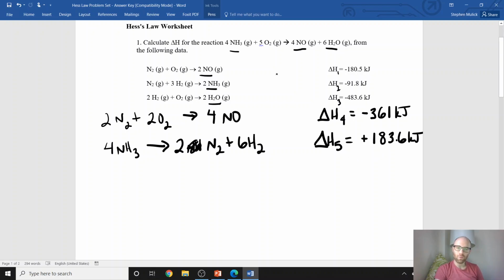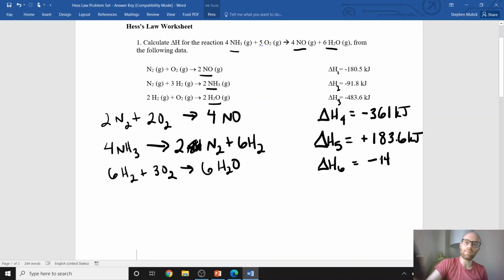And then for the waters, I see I have 2 waters in reaction 3 and I need 6 in the product. It's on the right side, but I need 6 waters. So I'm just going to triple the third reaction. And if I triple it, then I triple the number. I need a calculator because math is hard. 483.6 times 3, 1450.8. So negative 1450.8 kilojoules.